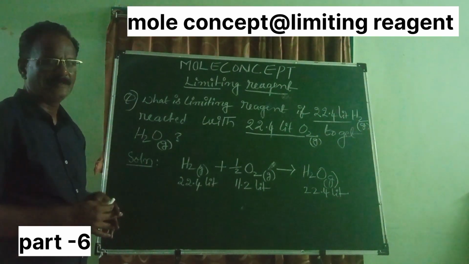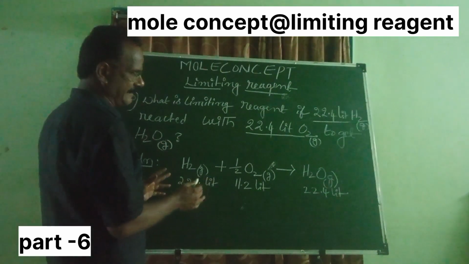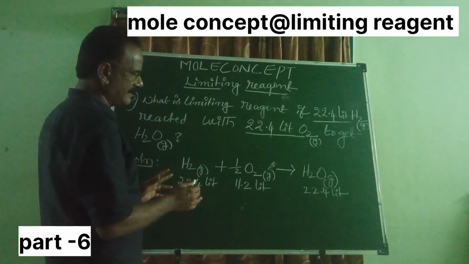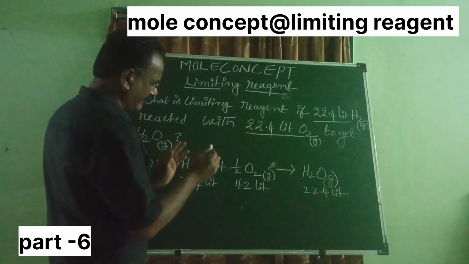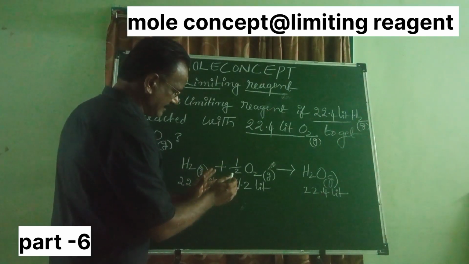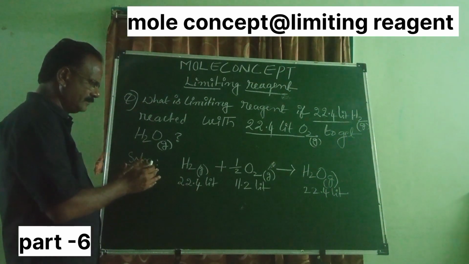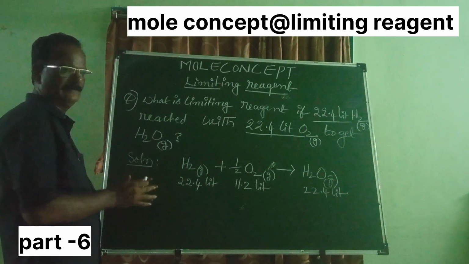So let us confine to the reactant side. For 11.2 liters oxygen, 22.4 liters hydrogen is required.